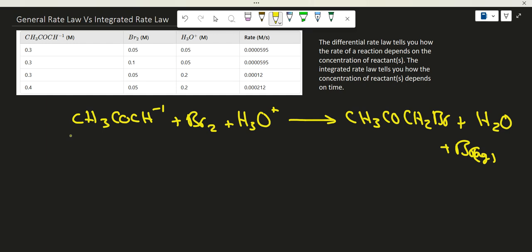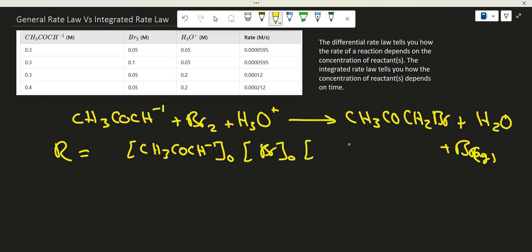So the differential rate law in this case will be just R equals, we have the concentration of CH3COCH3 initial times Br2 initial times hydronium. I'm just going to put H plus instead of H3O plus initial, and we're going to divide all this.